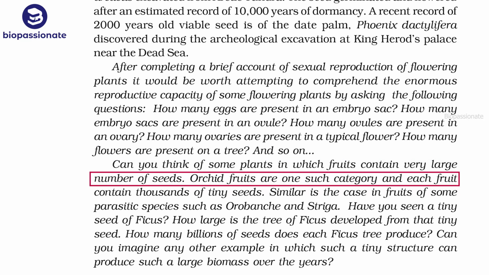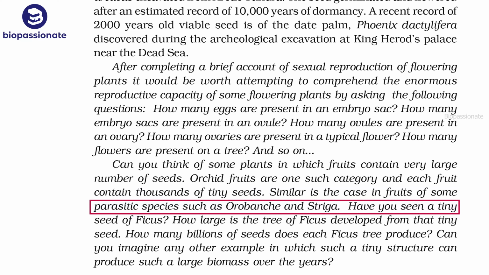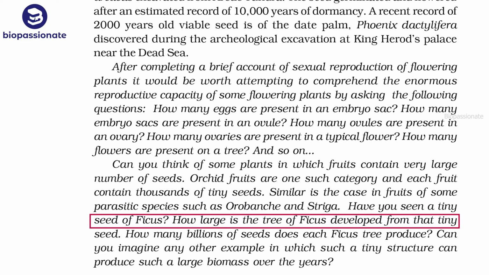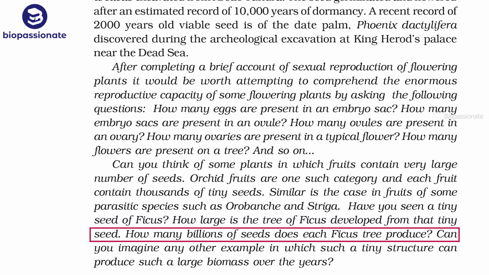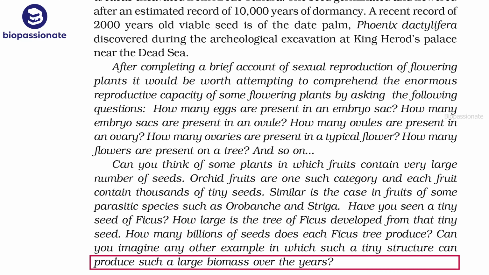Orchid fruits are one such category, and each fruit contains thousands of tiny seeds. Similar is the case in fruits of some parasitic species, such as Orobanche and Striga. Have you seen a tiny seed of ficus? How large is the tree of ficus developed from that tiny seed? How many billions of seeds does each ficus tree produce? Can you imagine any other example in which such a tiny structure can produce such a large biomass over the years?